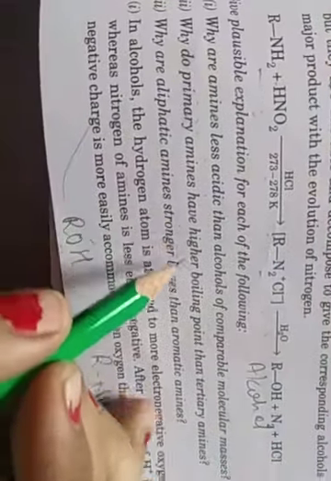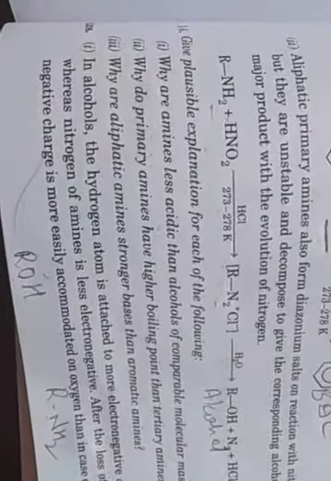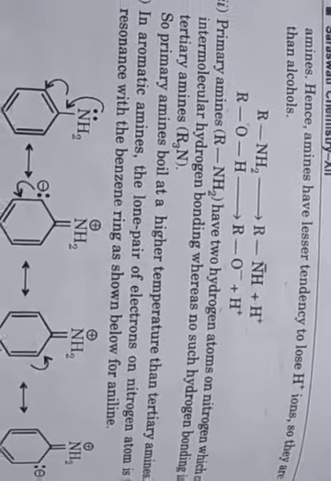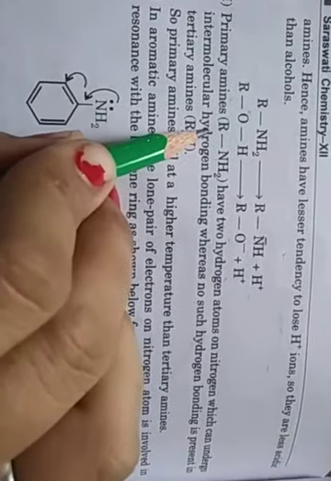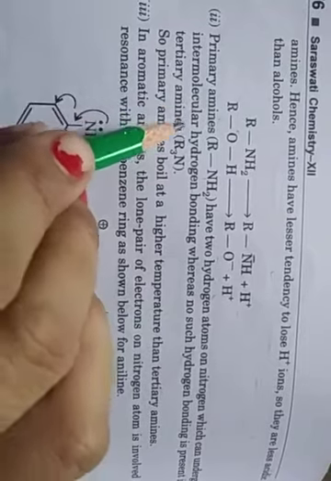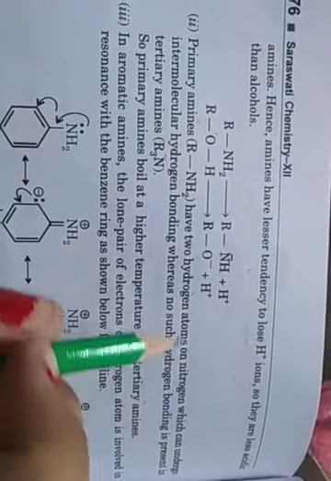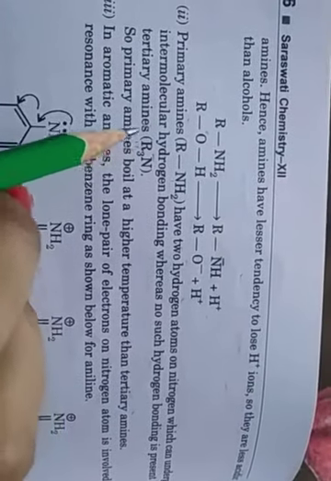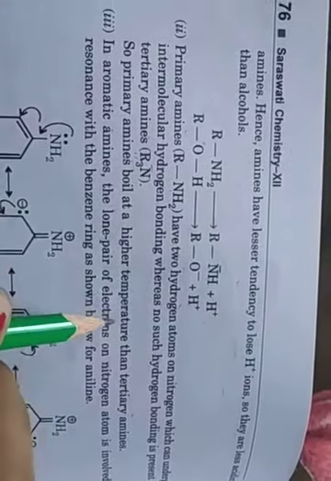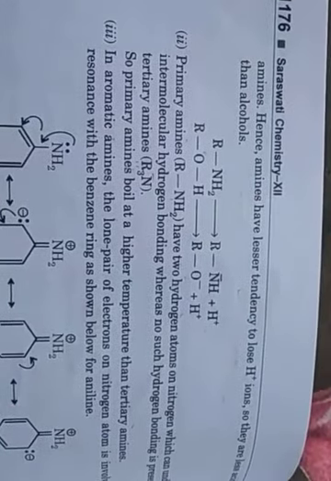Next question: why do primary amines have a higher boiling point than tertiary amines? Primary amines RNH2 have two hydrogen atoms on nitrogen, which can undergo intermolecular hydrogen bonding, whereas no such hydrogen bonding is present in tertiary amines because there is no hydrogen on the nitrogen. So primary amines boil at a higher temperature than comparable tertiary amines because of strong hydrogen bonding. Clear?